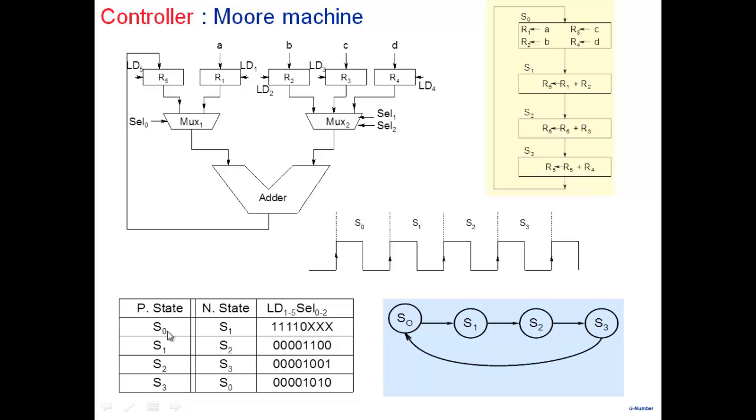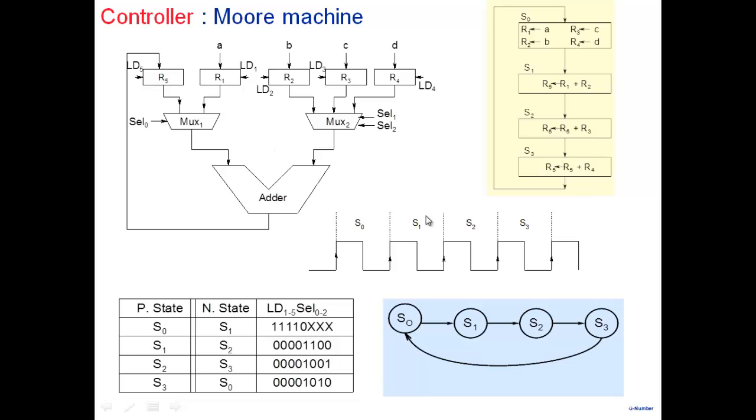Let's see. The controller goes from S0 to S1 state. I have to load the signals here, right? Load R1, R2, R3, R4. So the load signals are enabled, LD1, 1, 1, and all that, enabled. I'm not loading anything in R5, so it is 0. The select signals don't matter. I'm not concerned about the select maybe. Then when I'm going from S1 to S2, whatever I enable.